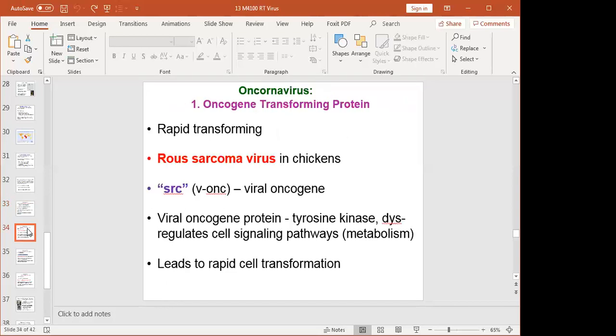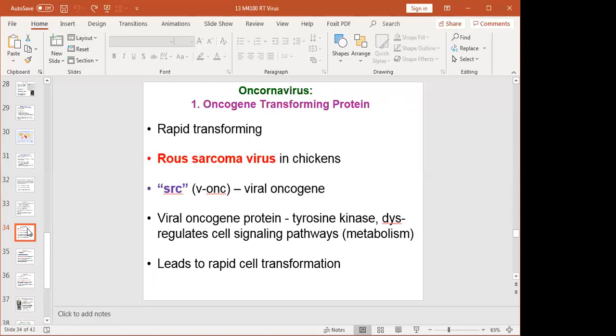Moving to slide number 34, the first way by which oncoviruses cause cancer is by the production of oncogene transforming proteins. This causes rapid transformation. An example would be Rous sarcoma virus in chickens, and we have a viral oncogene called SRC.